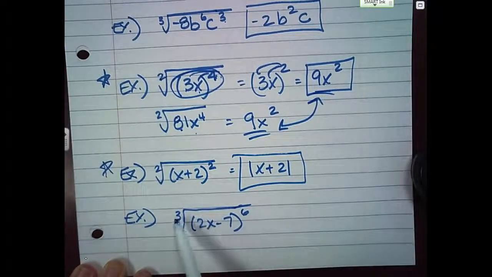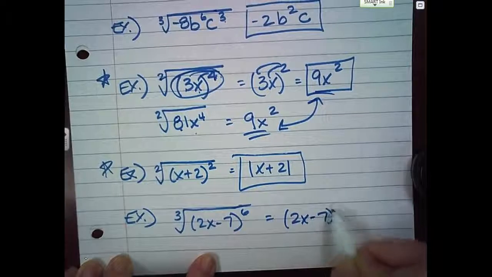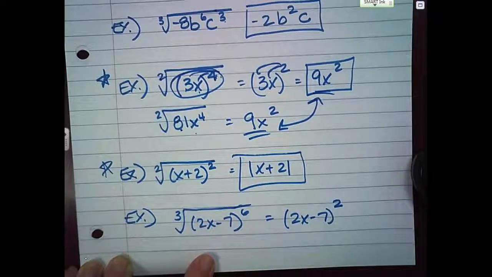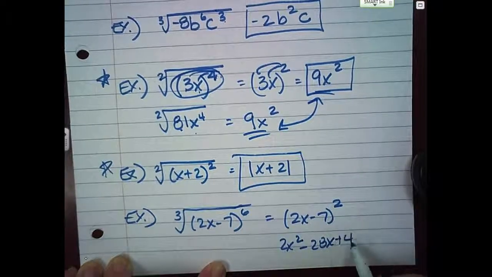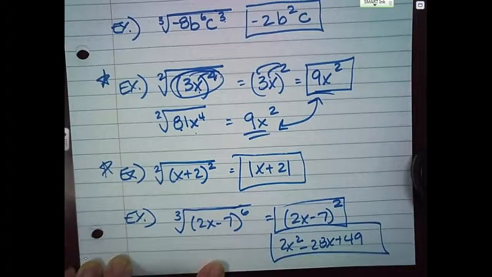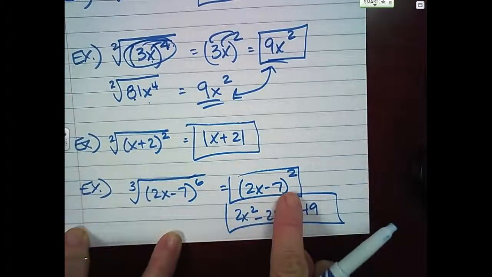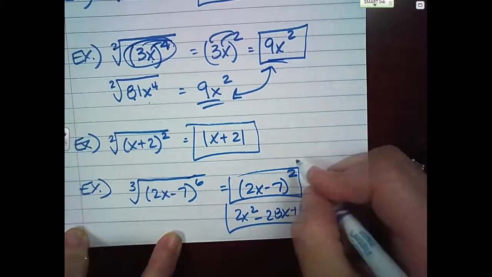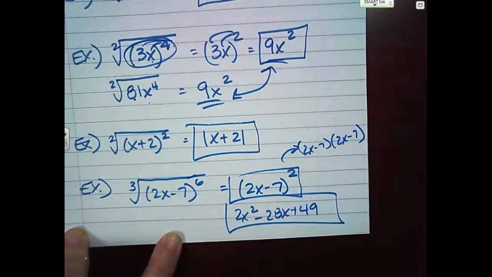Here, 6 divided by 3 is 2. So you've got an even, so you're fine. So that means you have 2x minus 7 squared. You can FOIL that out if you want, which will give you 2x squared minus 28x plus 49. Or you could leave it. I'll take either answer. Remember, when you square this out, though, you don't just write 4x squared and 49, right? You have to FOIL it. This really means 2x minus 7 times 2x minus 7. We learned that in the last test.